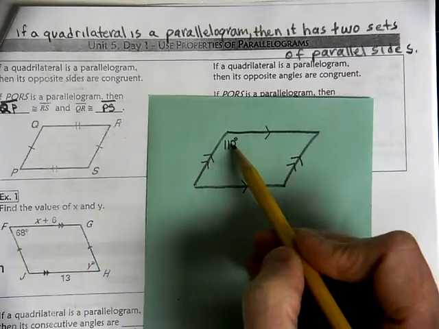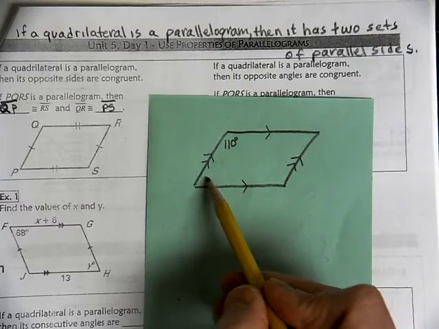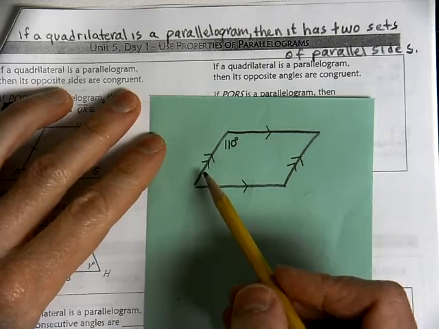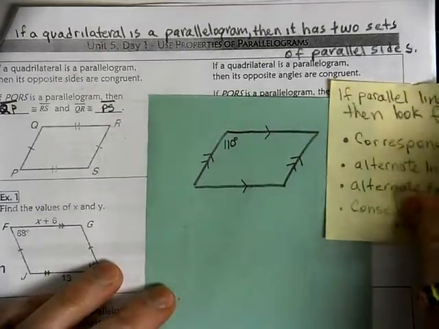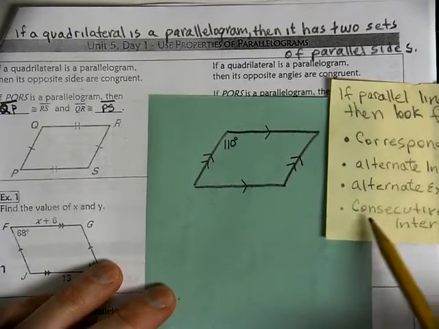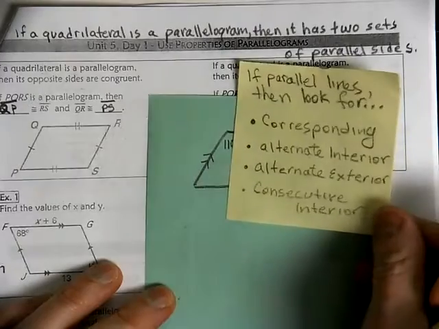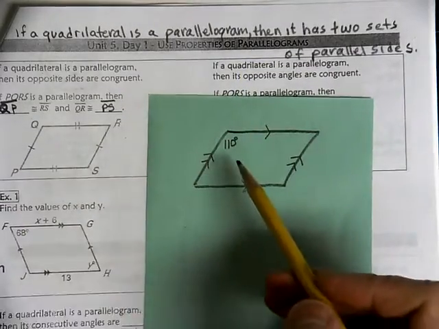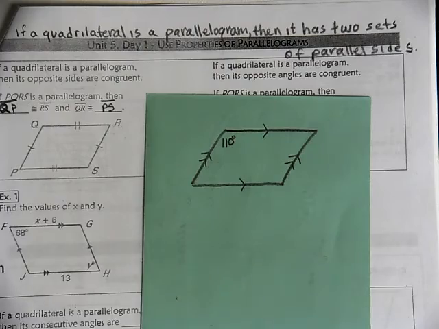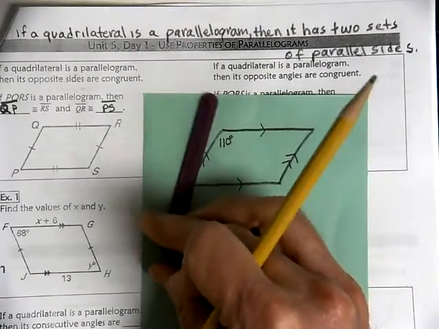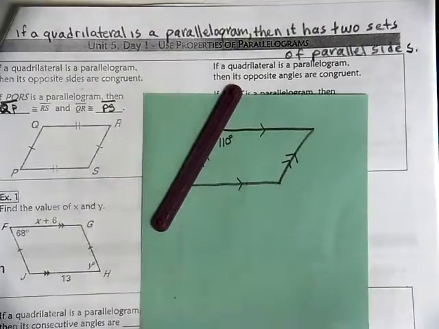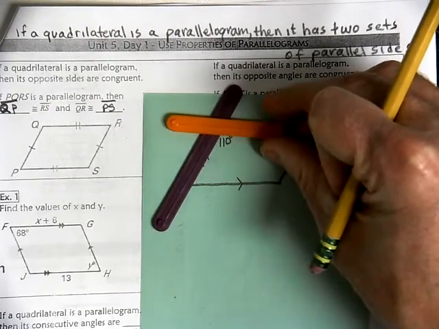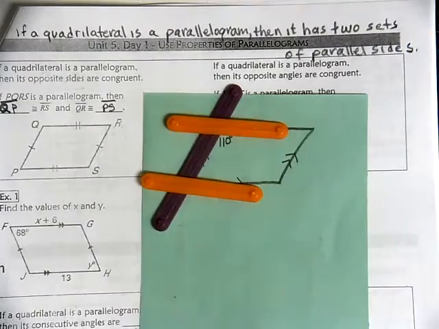If that's 110 degrees, can we figure out what this measurement is right there? If we think about our rules of having lines that are parallel, we're going to have consecutive interior angles. If two lines are parallel, then we should be looking for a whole bunch of different types of angles. So if we have this line as our transversal, this is a parallel line, and this is a parallel line.